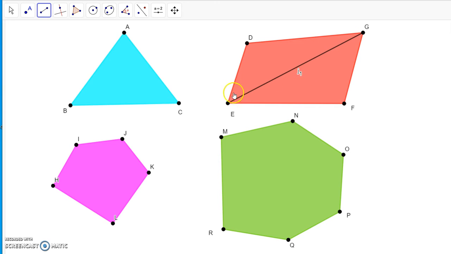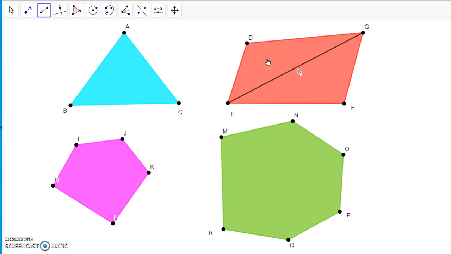So once we have joined any two non-consecutive vertices, that is, we draw the diagonal, the quadrilateral is divided into two triangles. So when I want to find the angle sum property of this quadrilateral, that is, I have to add all the interior angles of this quadrilateral. It is equivalent to adding the three angles of triangle DEG and GEF. So these two triangles, if I add their angles, then what I would get is the sum of all the four angles of quadrilateral DEFG.